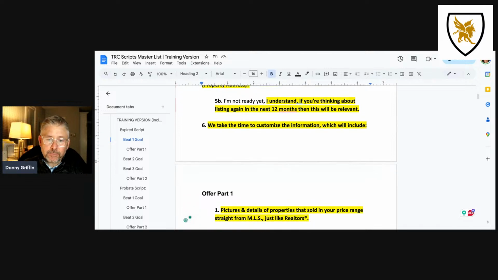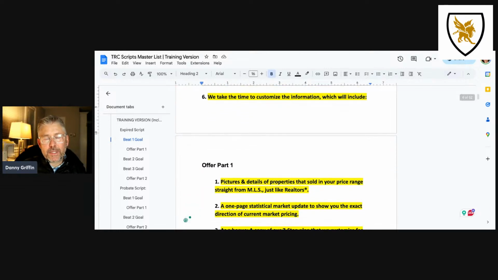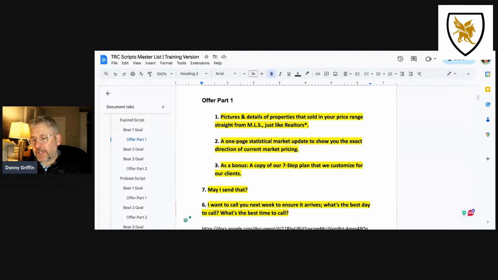And then we want a double opt-in, right? Listen, we take the time to customize this information, and it's going to include pictures and details of properties that sold in your price range, straight from MLS, just like realtors. A one-page statistical market update to show you the exact direction of current market pricing. And as a bonus, upsell, a copy of our 7-step plan that we customize for our clients.